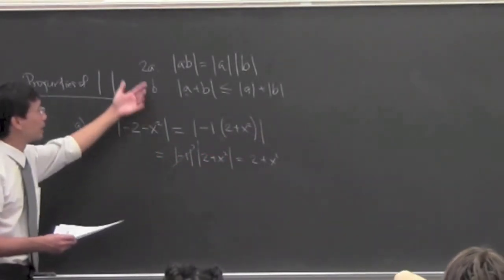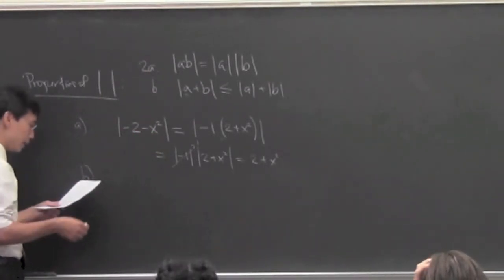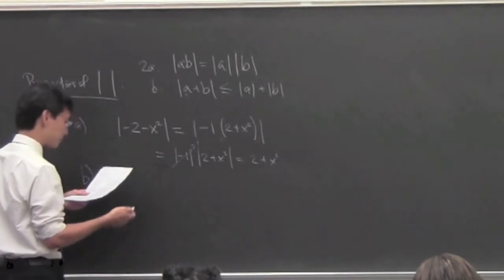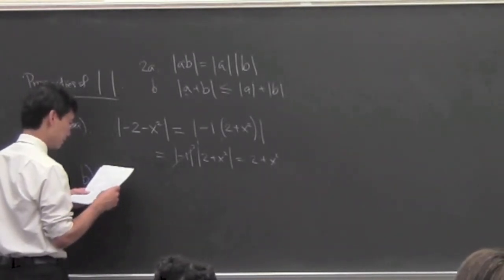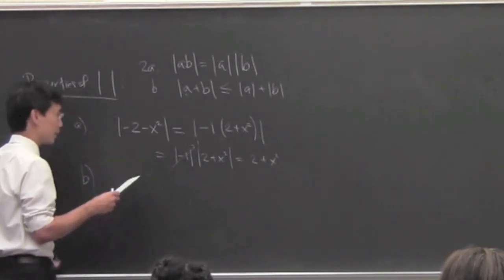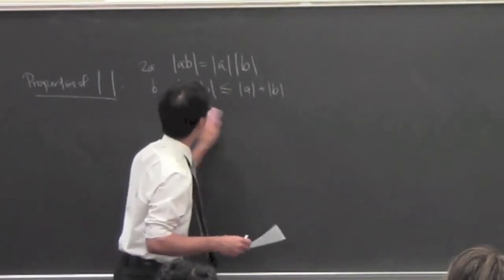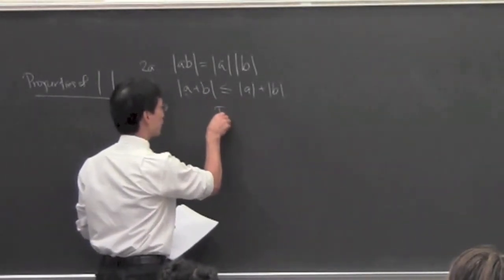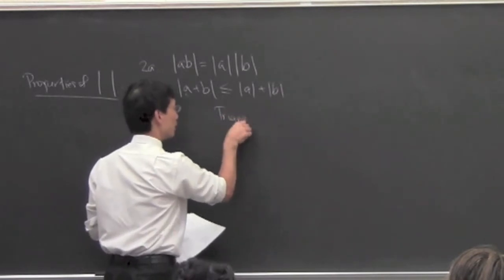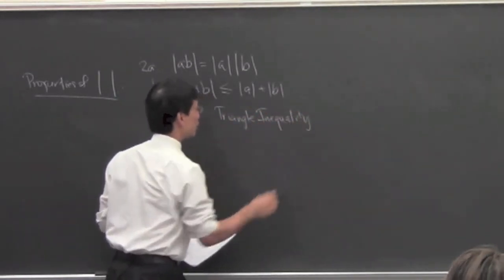Okay, so using the properties, you can see this sort of thing. Another example, and this is not really a good one, so I'm not even going to put it up. But let me say a little bit about this thing, which is called the triangle inequality.